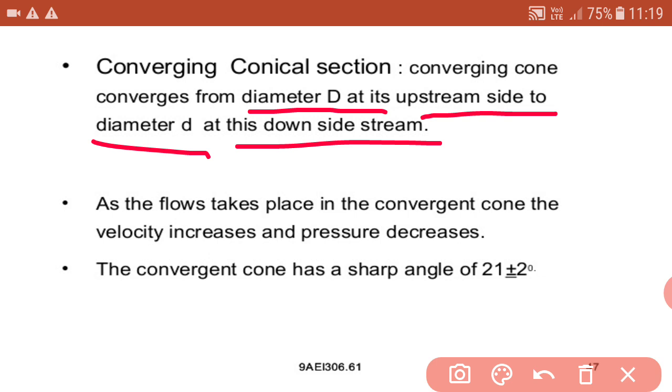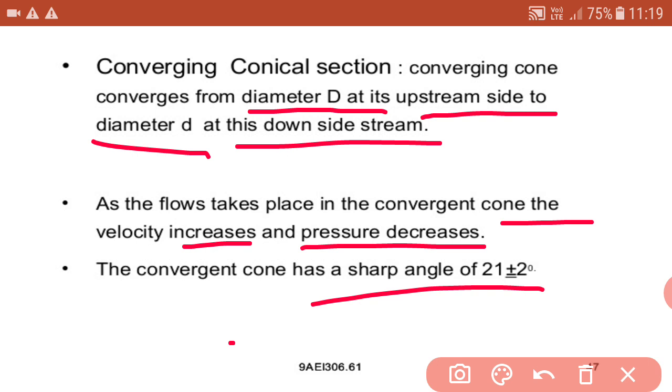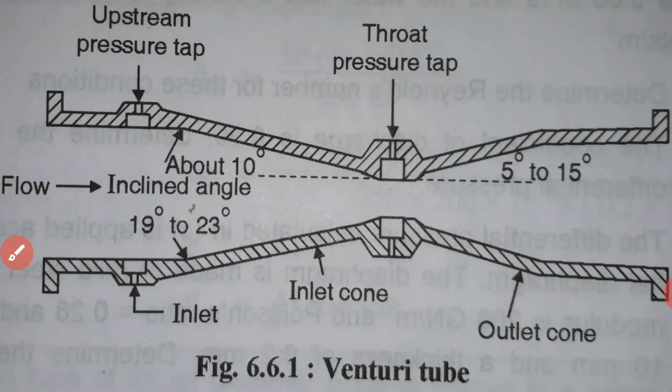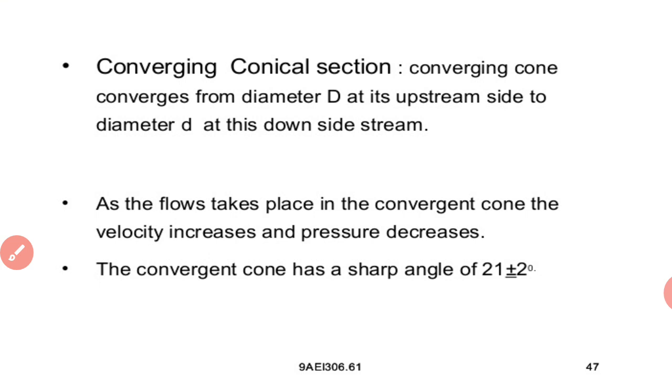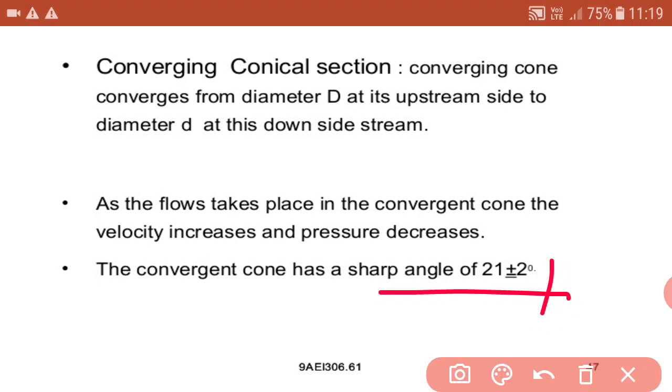As the flow takes place in the convergent cone, the velocity increases and pressure decreases. The convergent cone has an angle of 21 plus or minus 2 degrees. So here we can see it is 19 degrees to 23 degrees. We can see in this figure that this angle is 21 plus or minus 2 degrees.